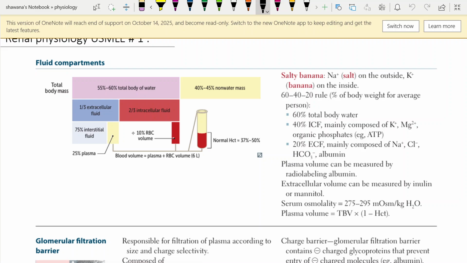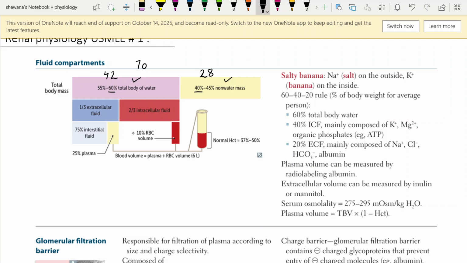Starting from the fluid compartments, as we know, our whole body is divided into water mass and non-water mass. Water mass means that the percentage of our body that contains water is approximately 60%, and non-water mass is 40%. We are just dealing with one number. For example, if a 70 kilogram male is examined, his body water mass will be 42 kilogram, and the non-water mass will be only 28 kilogram.